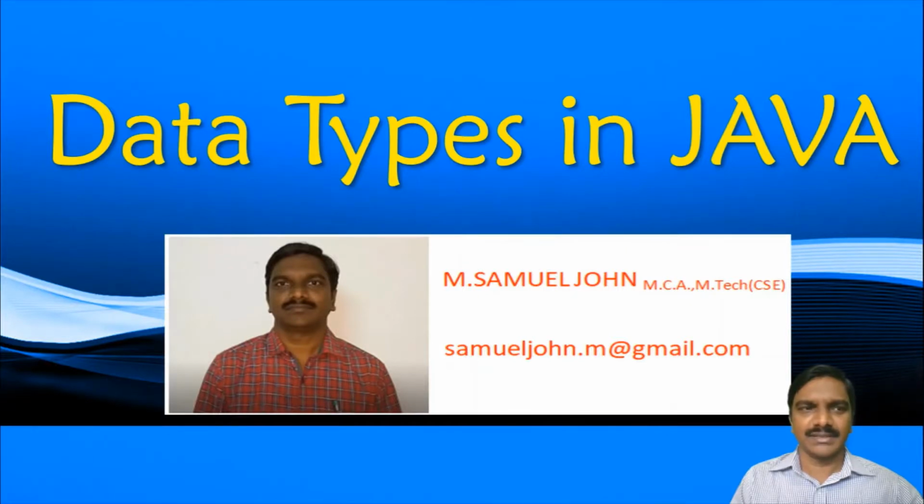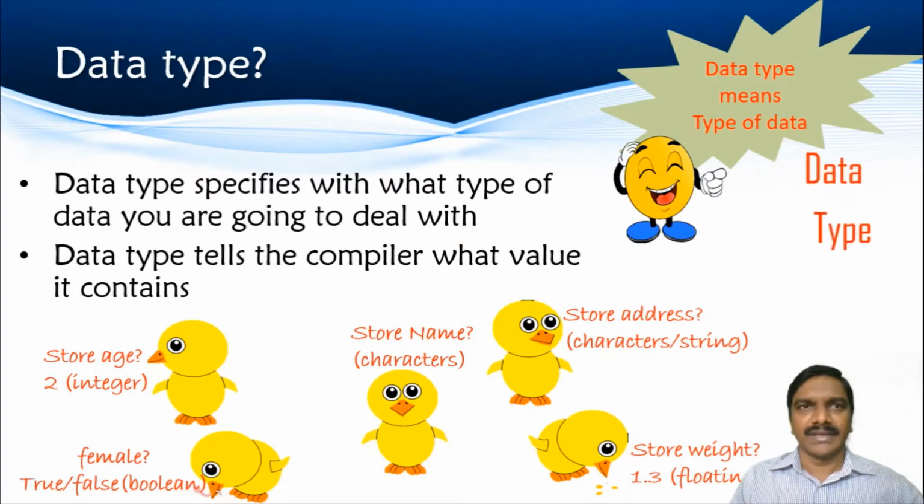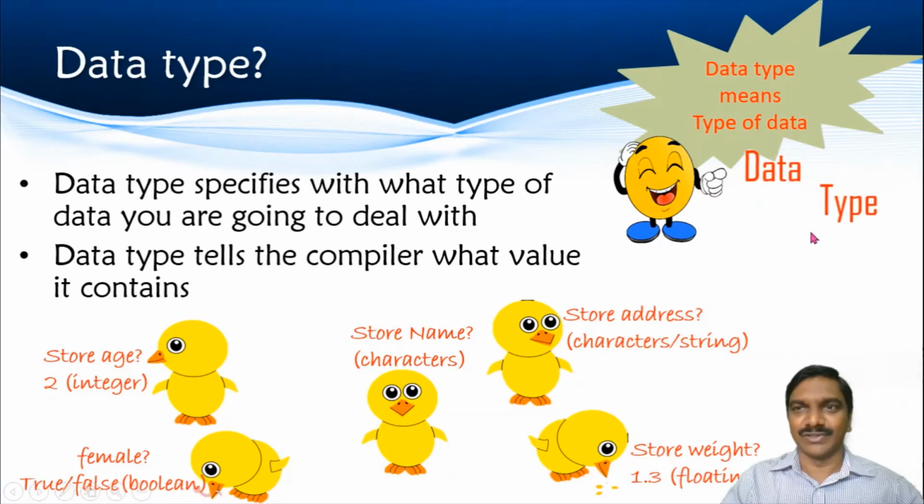Data types in Java. Here, what is a data type? A data type means what type of data you are going to store in the computer. So here, data type means type of data. See these two words: if you interchange them, you get the meaning of data type. Data type means type of data, what type of data you are going to store in the computer.